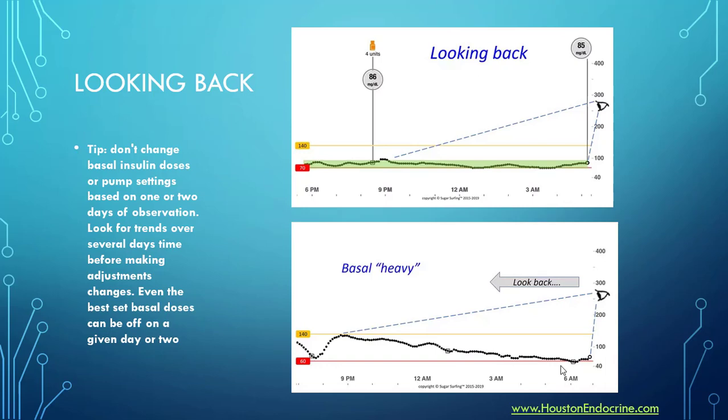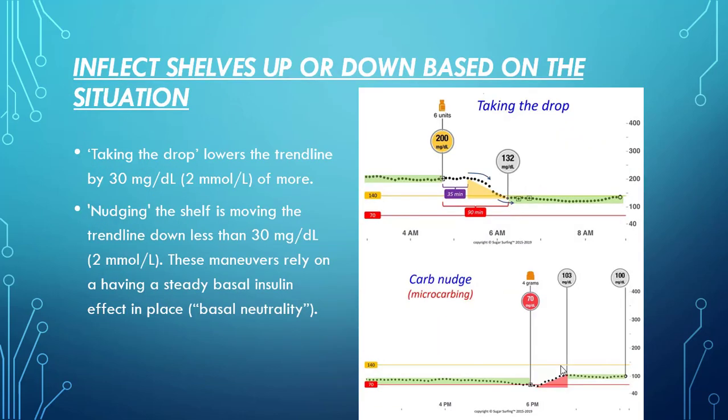Remember, the basal insulin dose is to keep your sugars flat over a period of time, and the best way to look at that is overnight. But it can also be seen in the day. So inflection, you can inflect or adjust these shelves up or down based on a situation. So the concept of taking a drop is shown here.